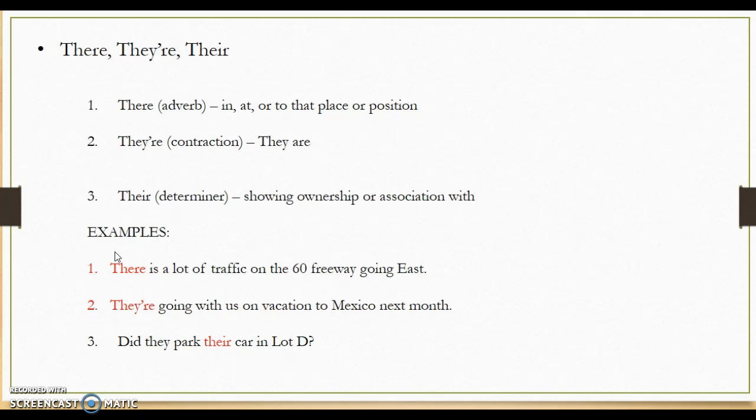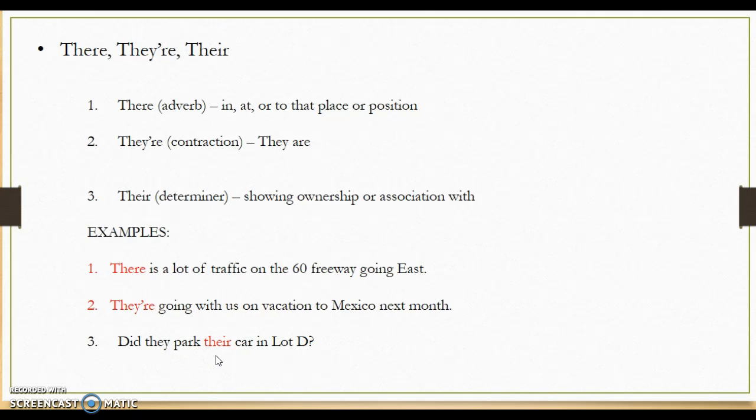Now let's look over some of the examples. Number one, there is a lot of traffic on the 60 freeway going east. There is referring to the traffic being at the 60 freeway. Therefore, it is T-H-E-R-E. Number two, they're going with us on vacation to Mexico next month. They're refers to the contraction they are, meaning they are going with us on vacation to Mexico next month. So it is T-H-E-Y apostrophe R-E.